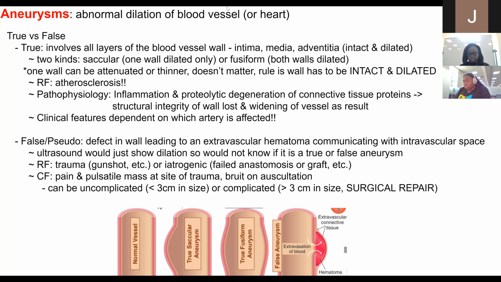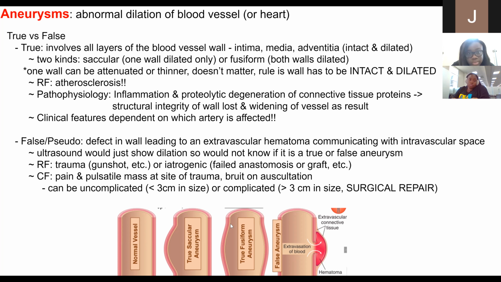So next we have our true aneurysm versus a false aneurysm. Really big thing to understand. True, it involves every part of the layers. The entire blood vessel wall is affected. Your intima, media, adventitia are all intact, but they are dilated. You can have two kinds. You can have a saccular where only one side of it is dilated, or you can have fusiform where both sides are dilated. Again, I have images at the bottom here to help you understand.